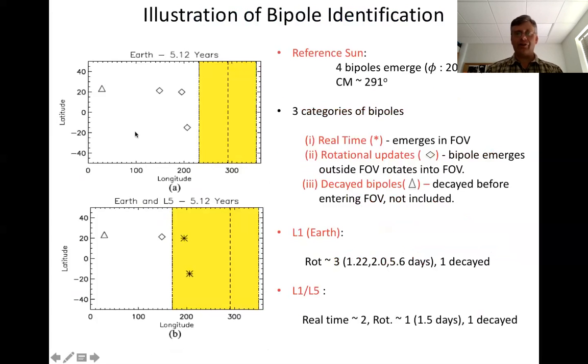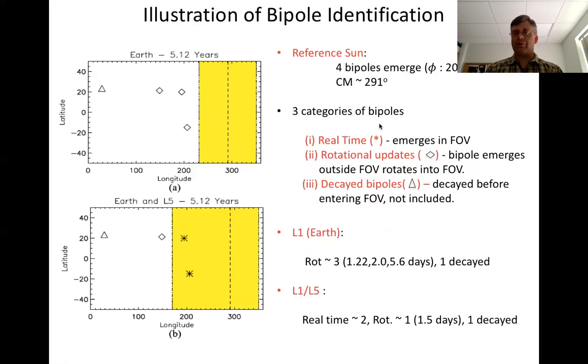So the next slide here just shows an illustration of how we can identify these dipoles. What we've got is a single day where we have 4 active regions emerging in the reference Sun model, where 3 of these active regions emerge in the northern hemisphere, 1 in the southern hemisphere. The key thing here, though, is that central meridian on the Sun within the simulation on this day was at 291 degrees longitude. So what we now need to do is determine what dipoles are in this field of view, and we classify the dipoles into 3 separate types.